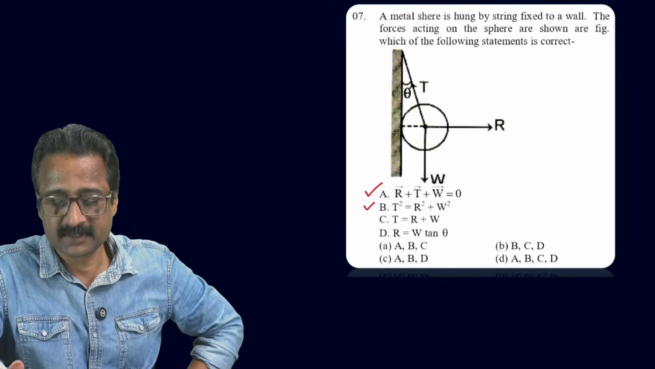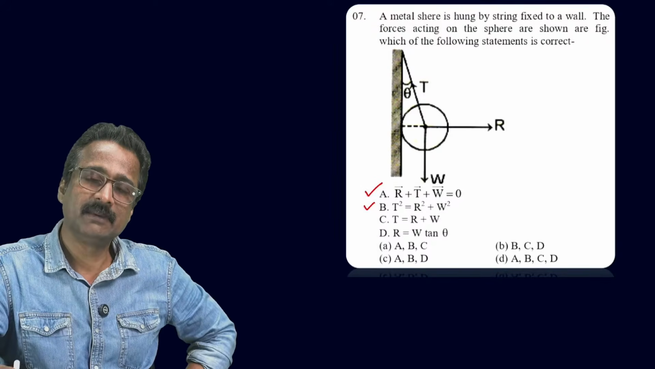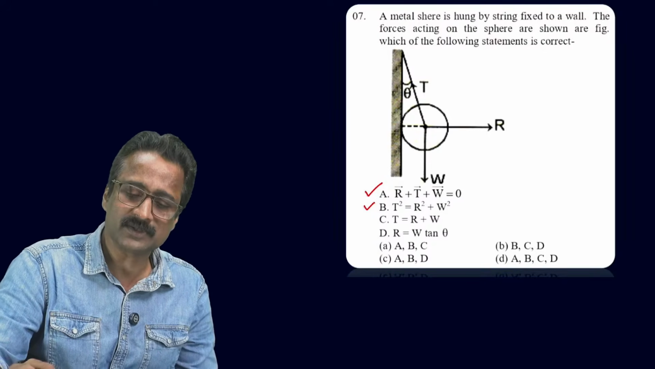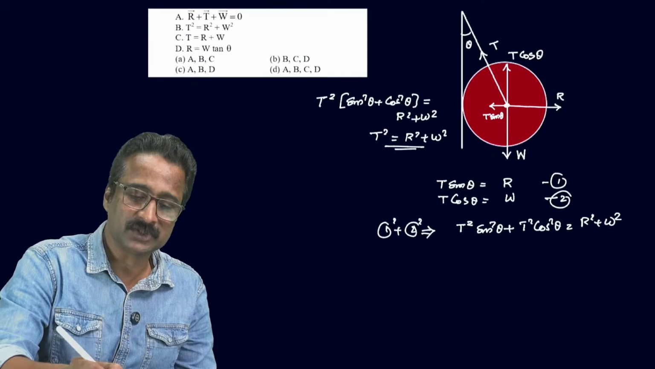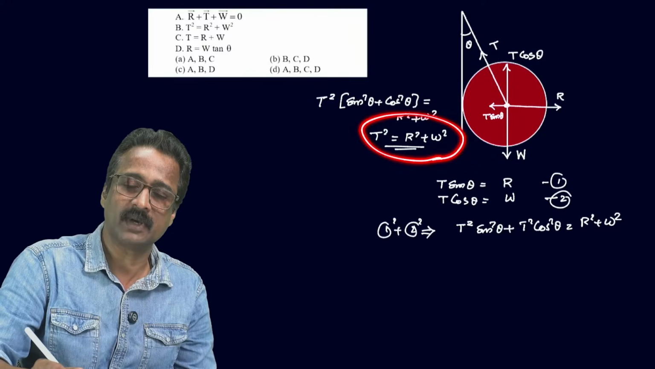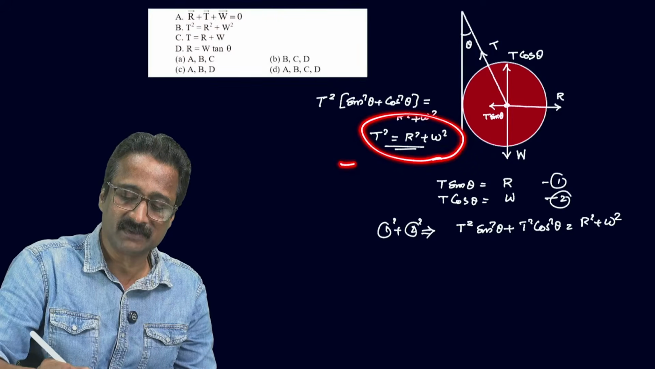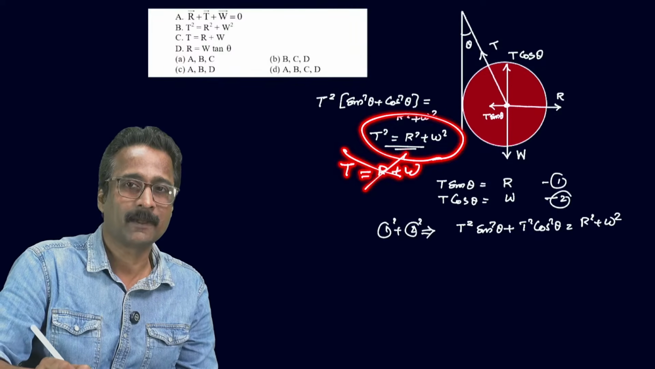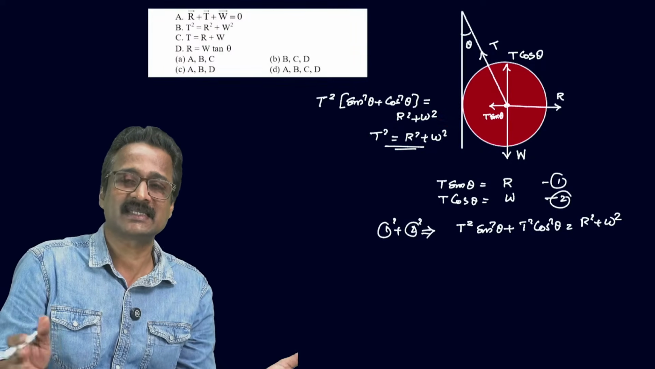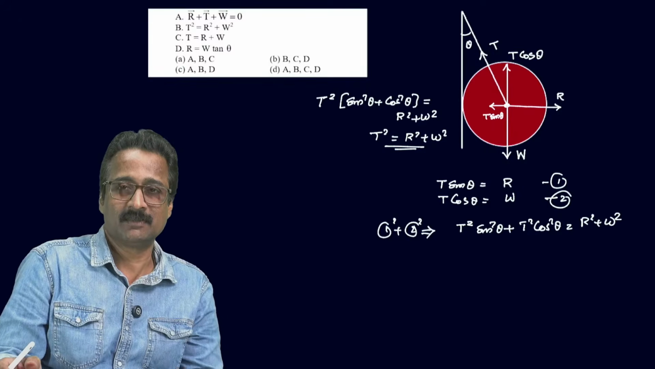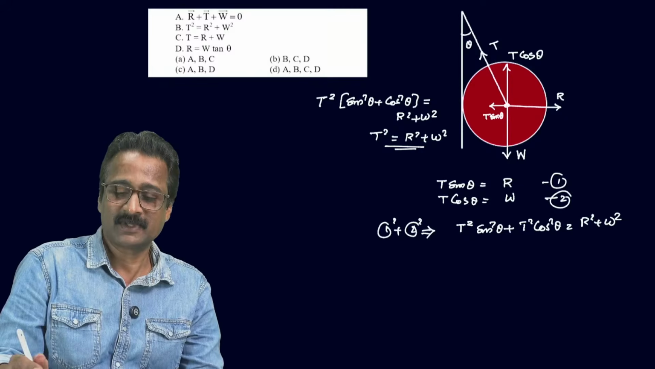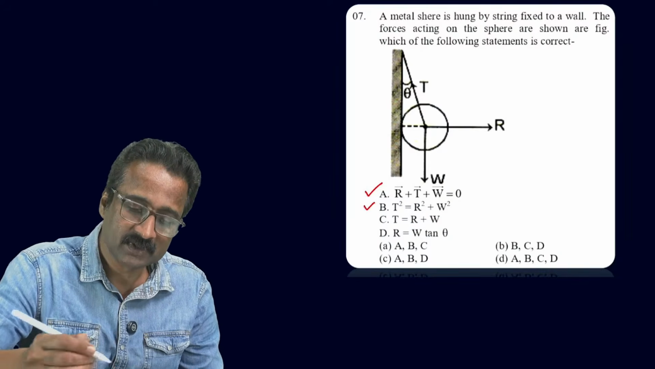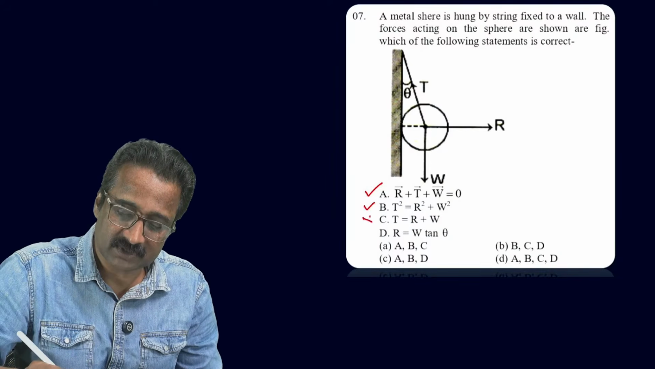What about C? T equal to R plus W. The magnitude of tension is equal to the sum of W and R. That is not true, because only this is true: T squared is R squared plus W squared. But that doesn't mean that T is equal to R plus W. That is totally wrong. If you add all the forces like scalars, you won't get 0 for a body in equilibrium. So that is wrong, but this is right. This one is a wrong statement, all right.